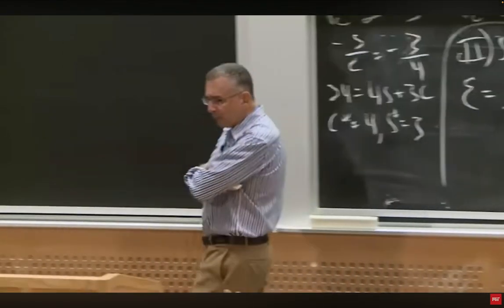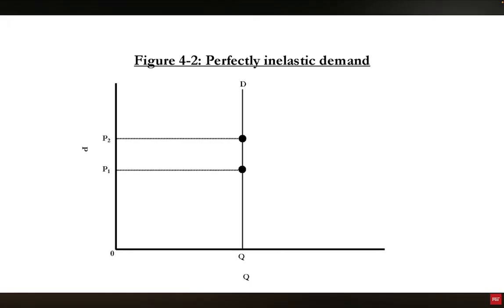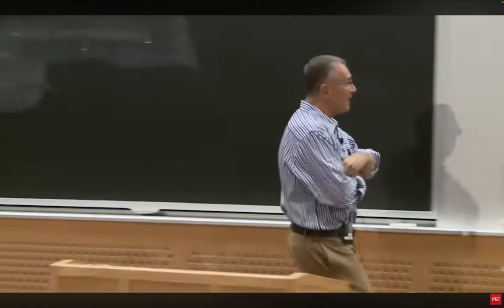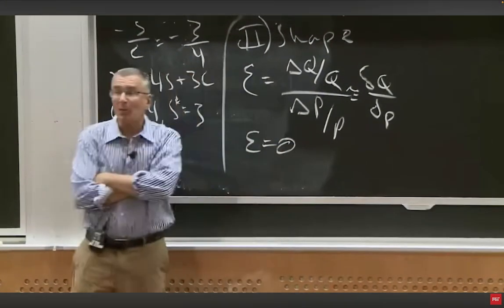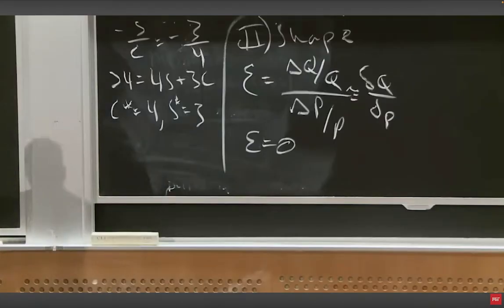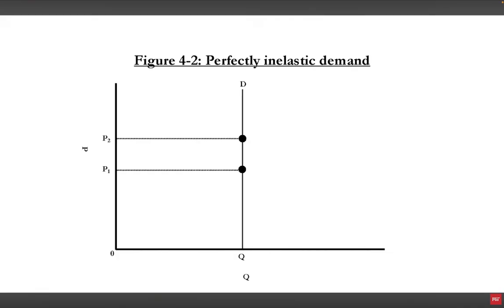So let's look at figure 4.2. Figure 4.2 would be a case of perfectly inelastic demand. That would be eta equals 0. That we call perfectly inelastic demand. That's a vertical demand curve. In this case, demand does not respond to prices.